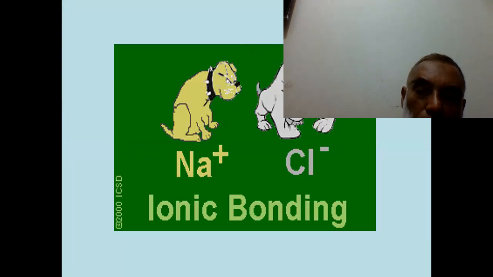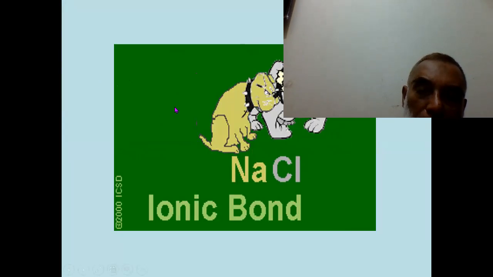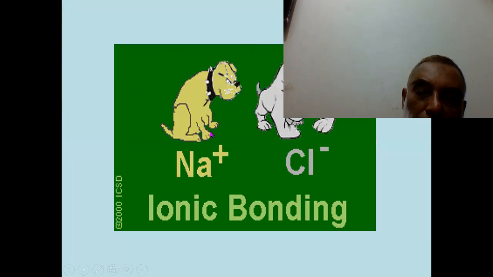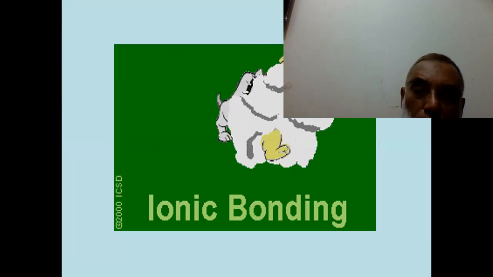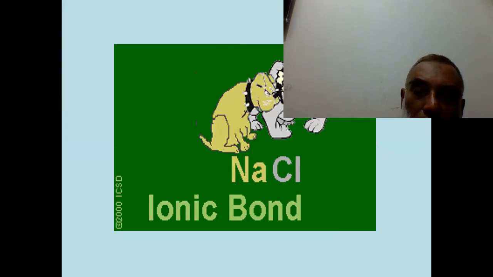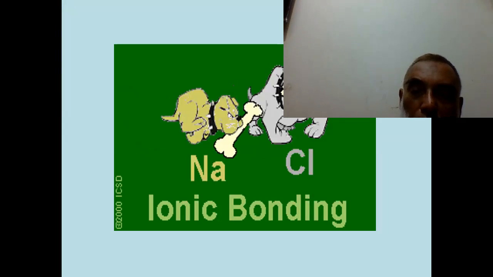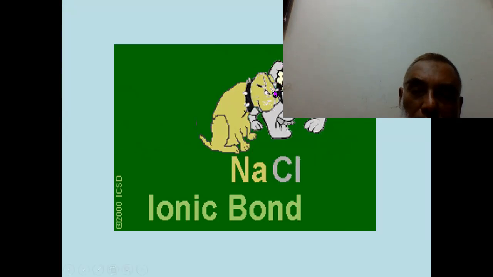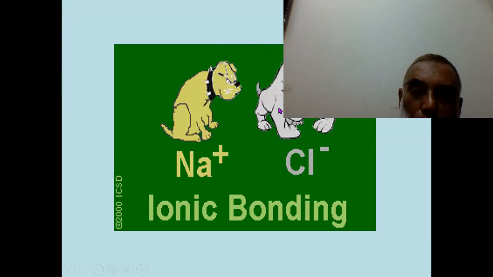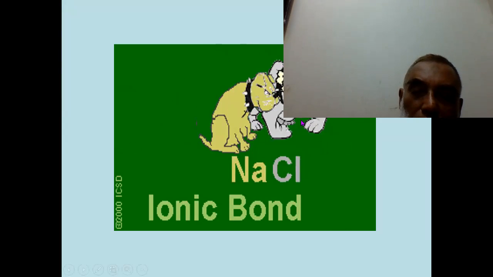Here you see one very strong dog and another poor, weak dog, which were having one bone each in their mouth, but the strong one is more greedy or stronger, takes the bone from the weaker one and becomes owner of two bones, and the other loses that bone and they are tied together. In this way, this is an example of your ionic bond. One is losing, another is gaining.